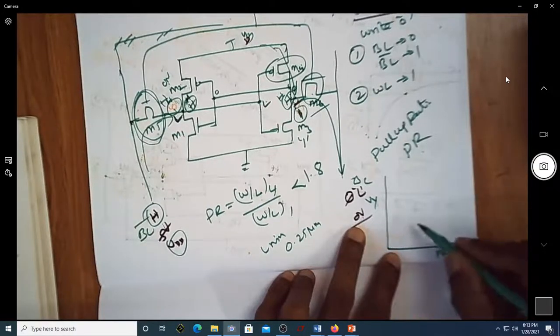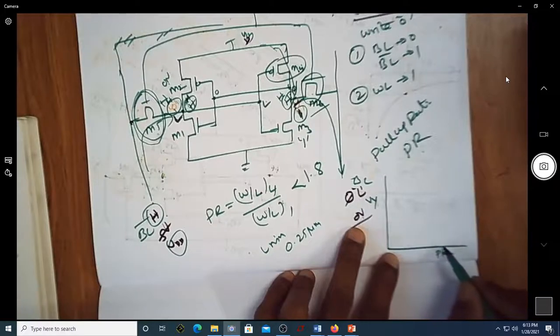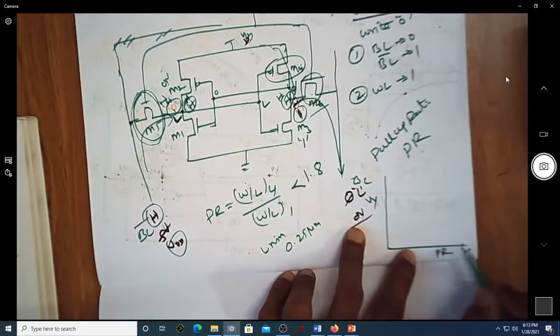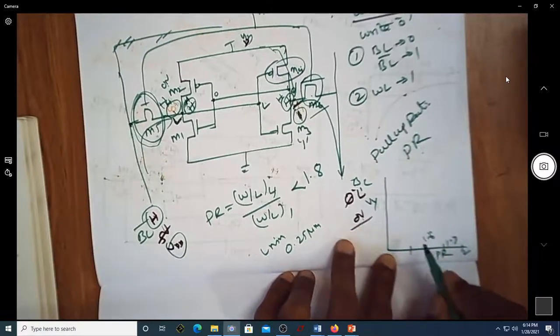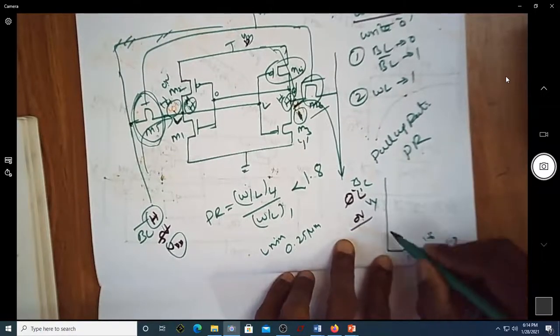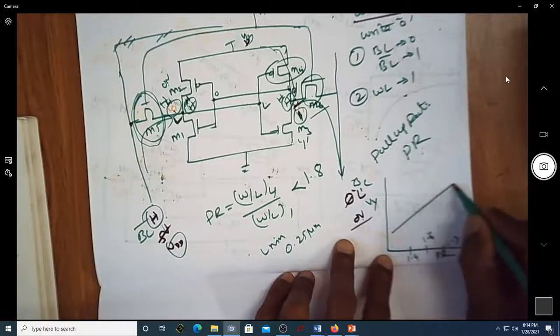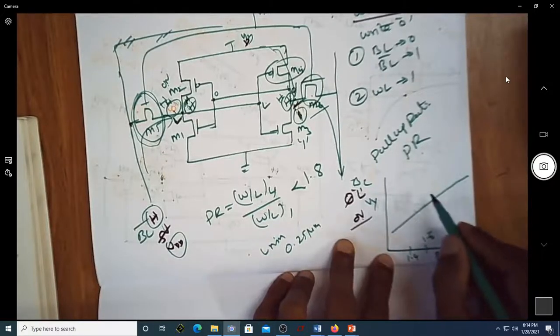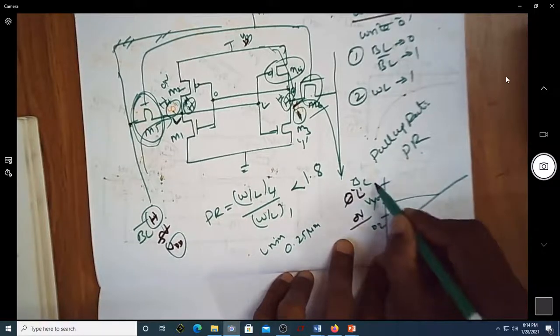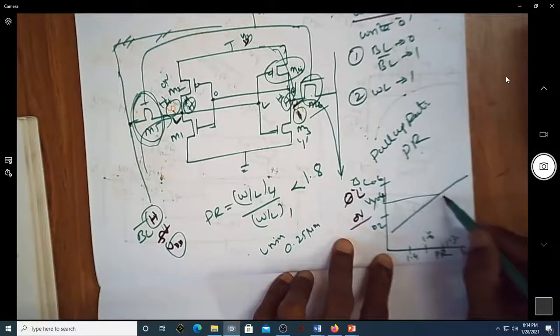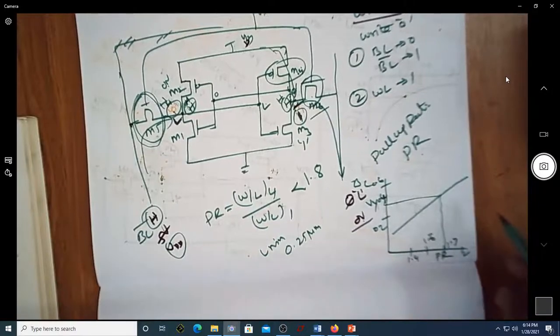The pull-up ratio, if the value of PR keeps on changing from 2, 1.8, 1.6, and something like 1.4, this is how the pull-up ratio goes here, and then we are looking at a value which is again 0.4, this is 0.2, and this is 0.6, something like that. So assume that this corresponds to 1.8.